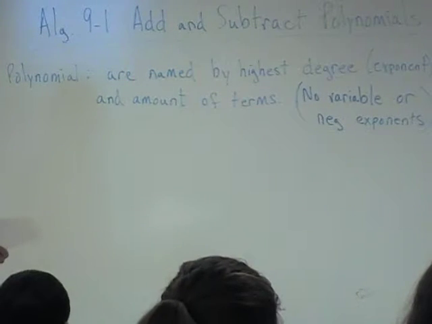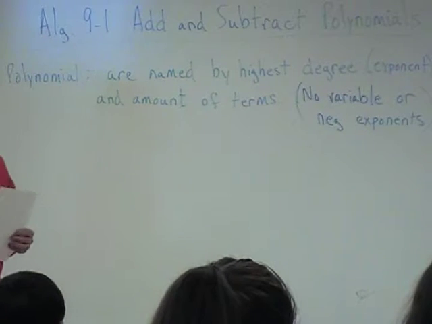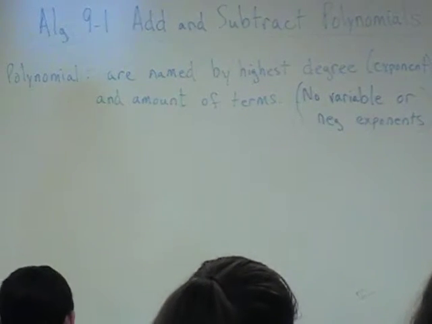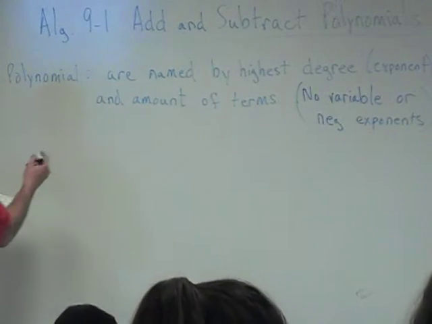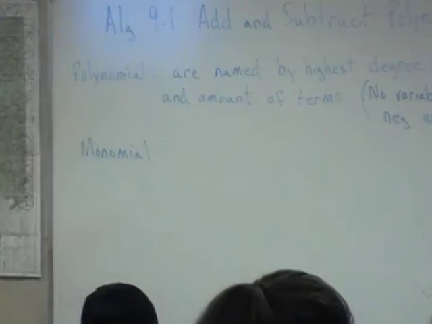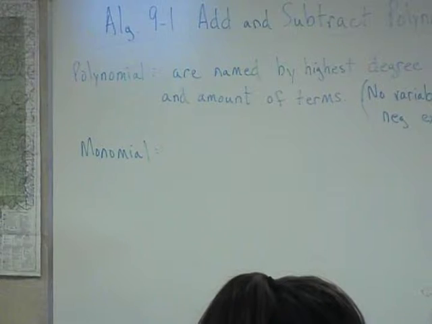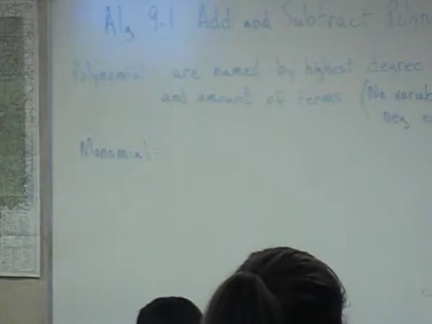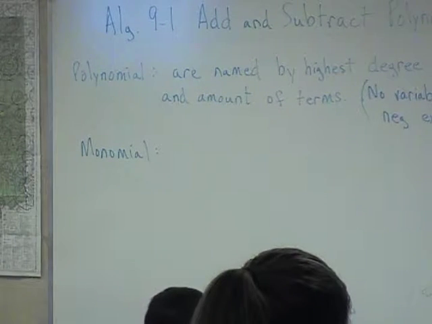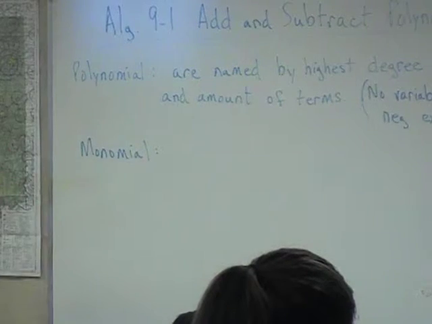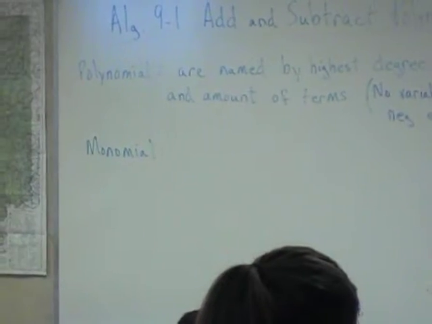Now there are obviously numbers that are by themselves, we call those constants, but when we talk about polynomials, we really want a variable in it with positive exponents. All right, so here's the first name, monomial. A monomial is one term. So these three names I'm going to give you here are going to be the names based on the amount of terms. And as I write them out, I'm also going to give you the name based on the degree.